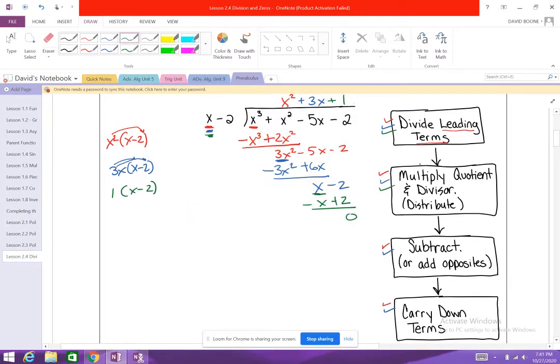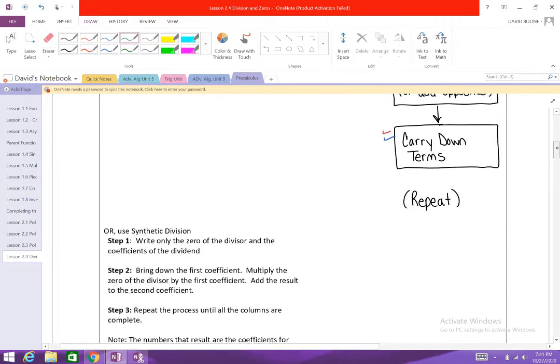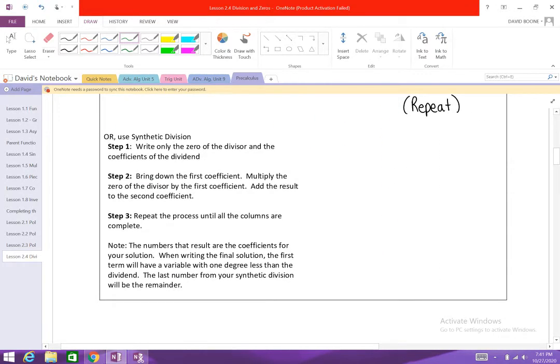x squared plus 3x plus 1 is our answer when we divide. Now, there's another way to do this, and it's called synthetic division. We just did long division, so there is another way to do this called synthetic division, and we'll get that process written down.